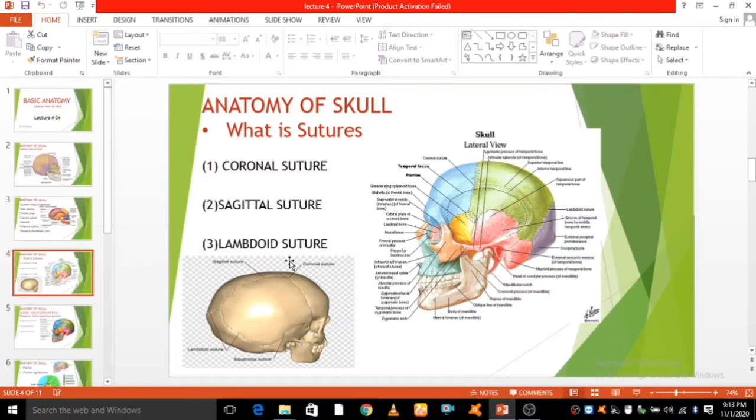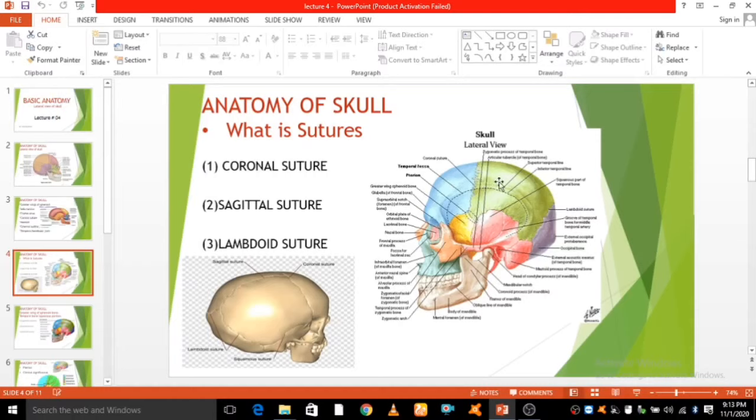The sagittal suture is also a dense fibrous connective tissue joint between the two parietal bones. This one is the sagittal suture. And the lambdoid suture is a dense fibrous connective tissue joint on the posterior aspect of the skull that connects the parietal bone with the occipital bone. This is the parietal bone, and this one is the occipital bone. It continues with the occipitomastoid suture. Its name comes from its lambda-like shape.